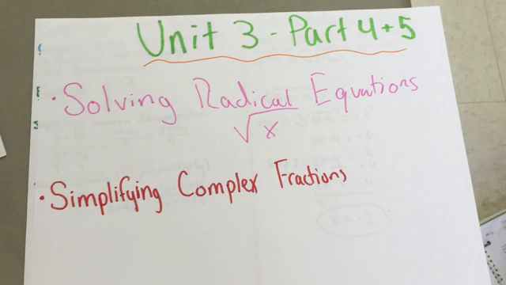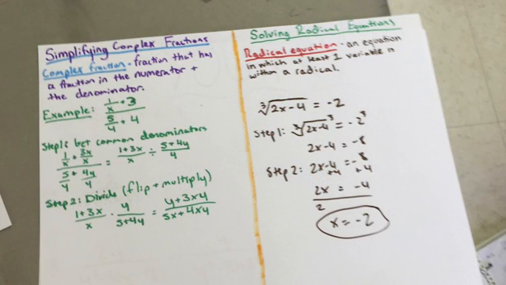Unit 3, Part 4 and 5, solving radical equations and simplifying complex fractions. Okay, for simplifying complex fractions, a complex fraction is a fraction that has a fraction in the numerator and denominator. So first, our example is going to be 1 over x plus 3 over 5 over y plus 4. So step 1 is to get the common denominator. And so on the bottom, it would be over y, and on the top it would be over x. So then once you get both of them, then you divide. So it would be 1 plus 3x over x divided by 5 plus 4y over y. And then when you divide fractions, you flip the right one and you multiply by it. So your final answer, you get y plus 3xy over 5x plus 4xy.